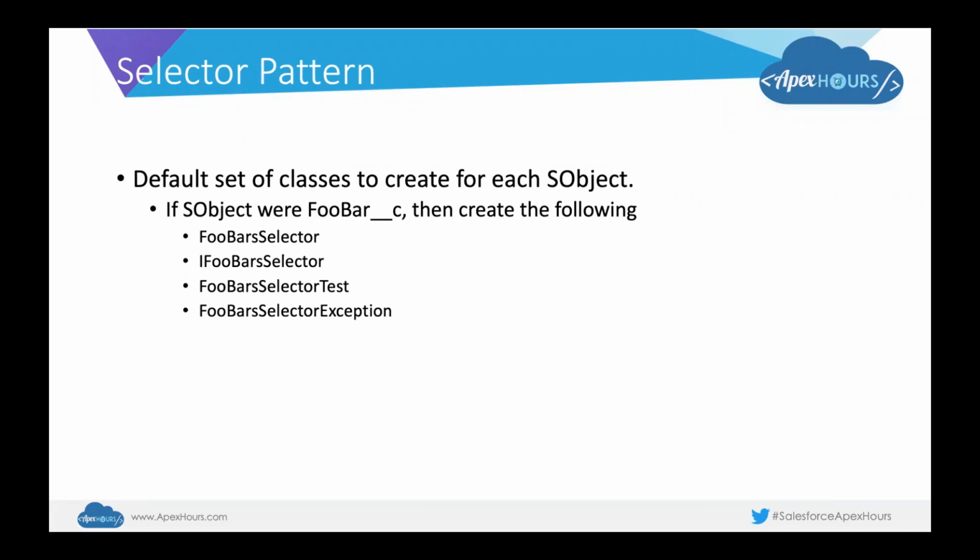And then the second one is the interface, the IFoobarsSelector. And then there's always a FoobarsSelectorTest. And then if you need a good exception class, then the FoobarSelectorException. And so we'll talk about what some of these look like and what goes into each of these classes in a sec.